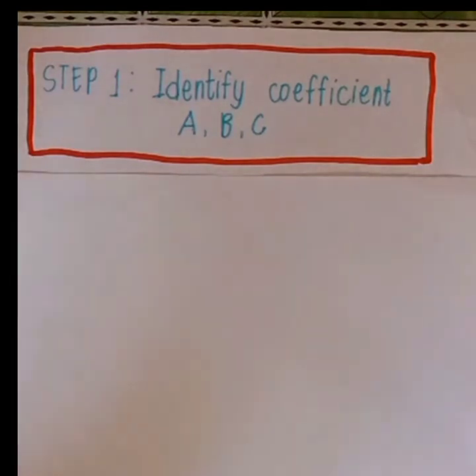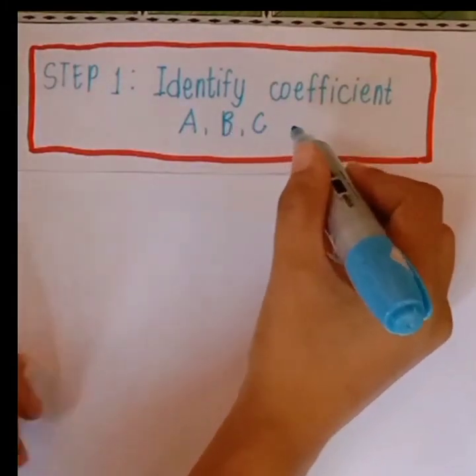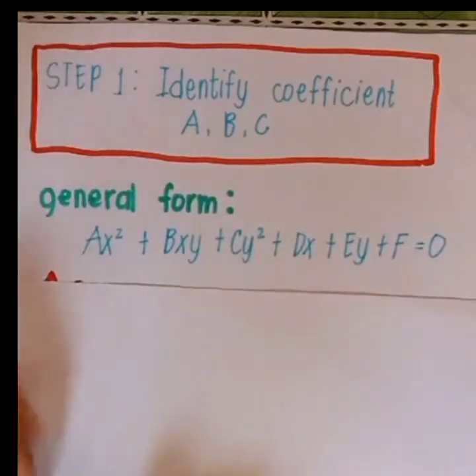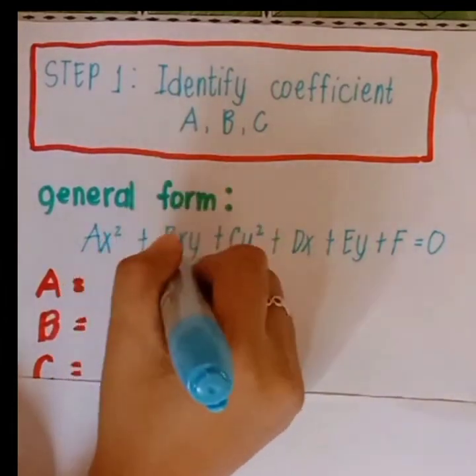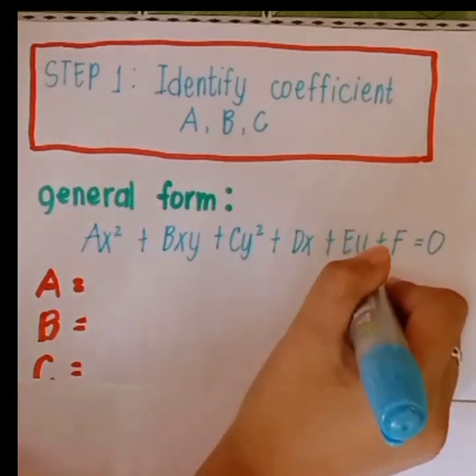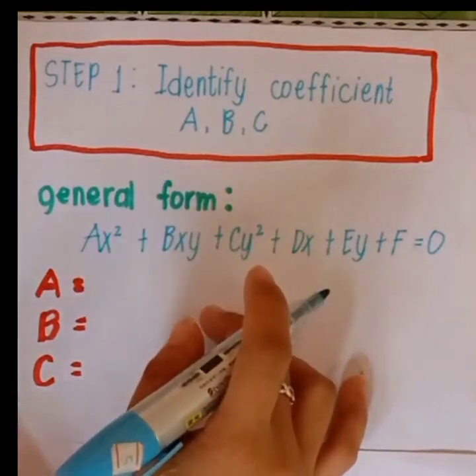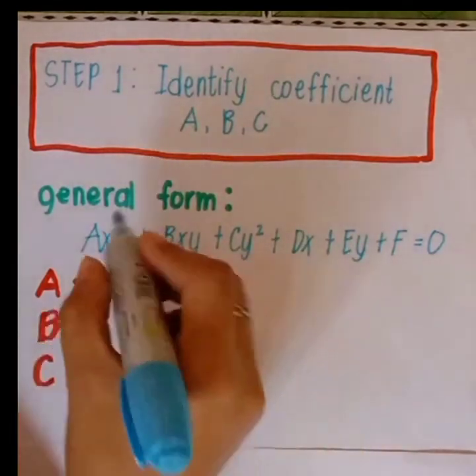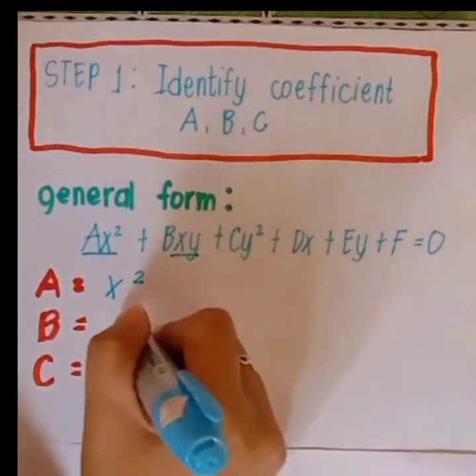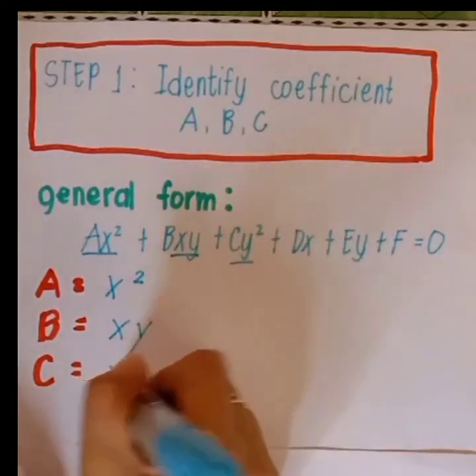Our first step is to identify the coefficients A, B, and C. In the general form, Ax squared plus Bxy plus Cy squared plus Dx plus Ey plus F equals 0, it can be used in determining the conic section. Our coefficient A contains x squared, our coefficient B contains xy, and our coefficient C contains y squared.